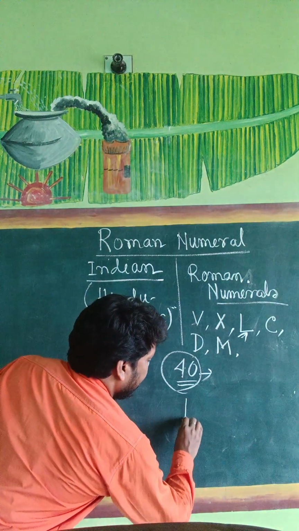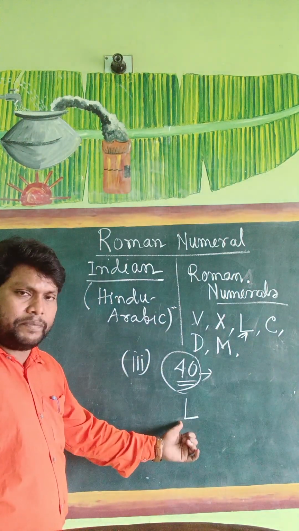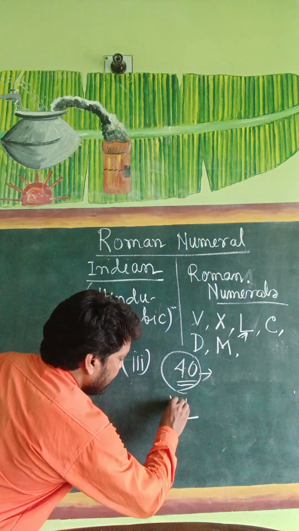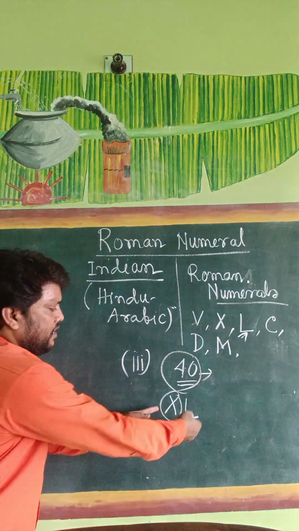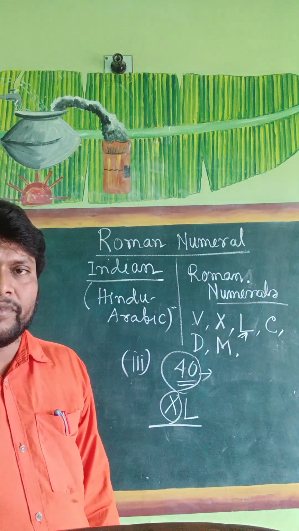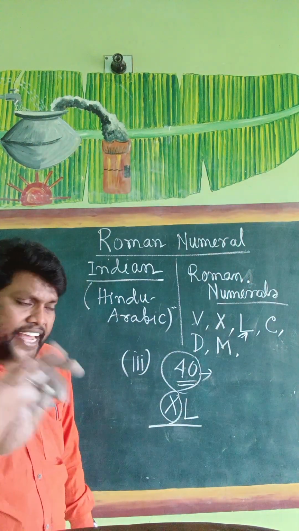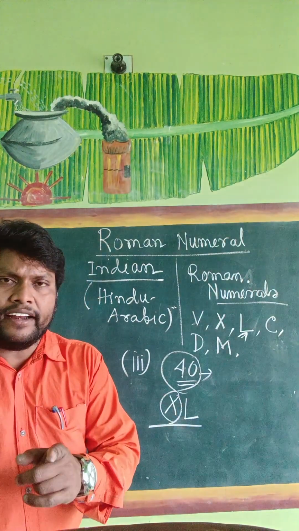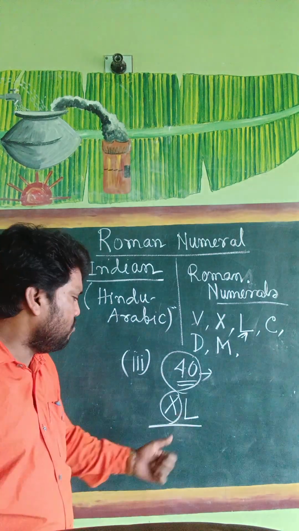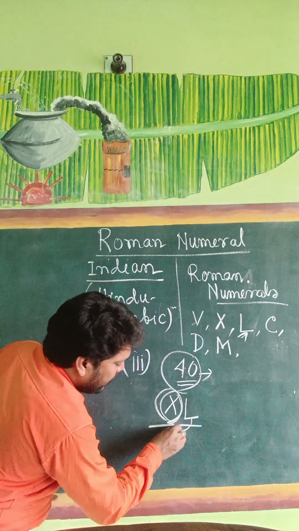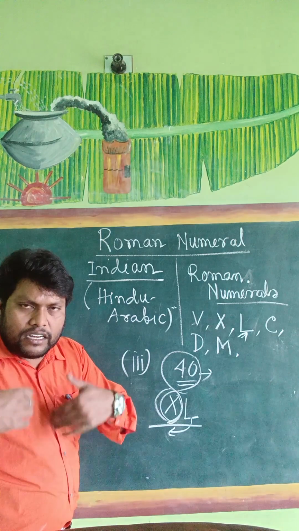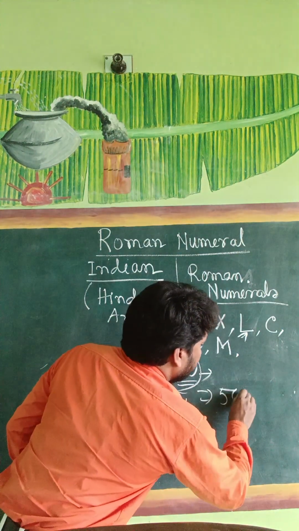That means L is 50 in Roman numerals. Now 10 will be subtracted, then we will write X before L. That means XL. Do you understand what I am telling? I want to say that in Roman numerals, when a smaller value is subtracted from a larger value, it is written before the large value. Okay?